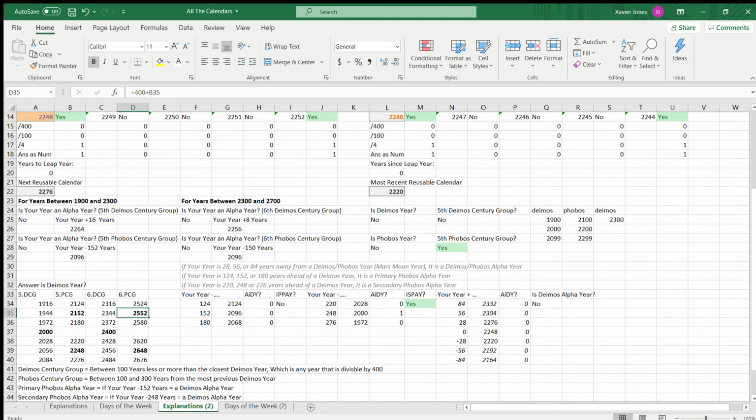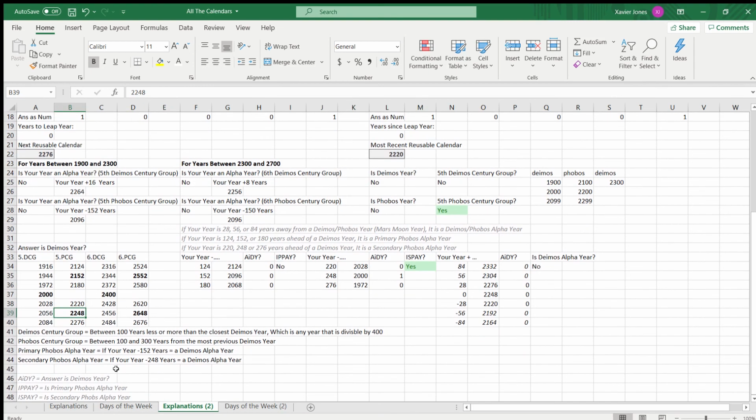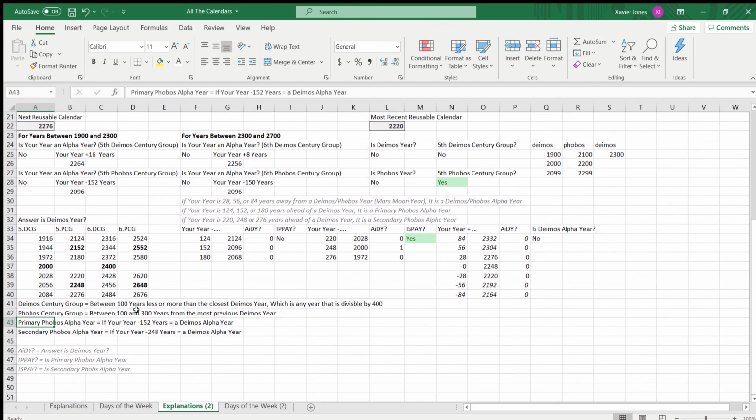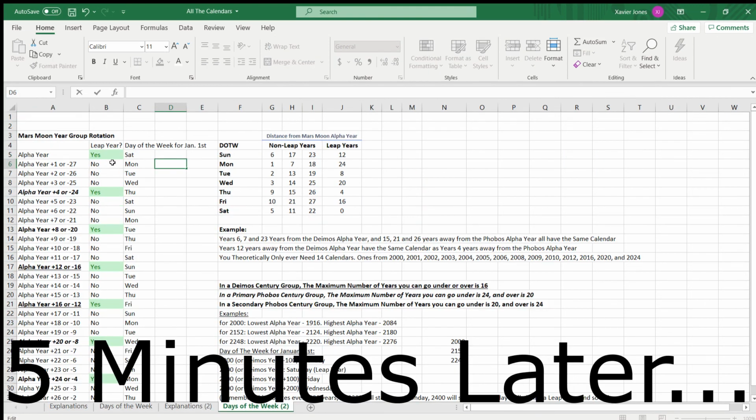So we have 7 alpha years within a Deimos century group, and we have 6 alpha years within a Phobos century group, and we have 3 for each century grouping, for our primary and our secondary. This is for the primary, this is for the secondary. And I did a bit of a better explanation here. I put the day of the week, and I put how many non-leap years, and this is the distance from the Mars moon.